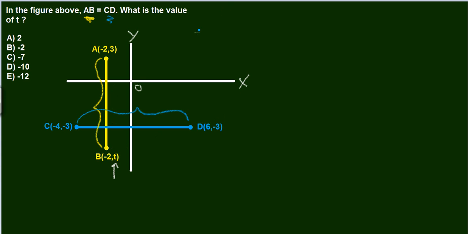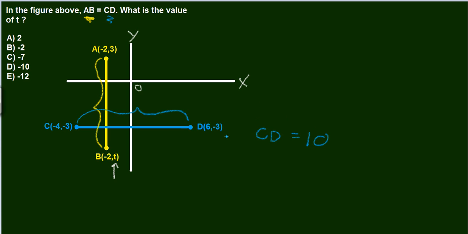So we know that CD is going to be equal to AB, right? And we can at least find the length of CD pretty easily. You could use the distance formula, but because it's just a horizontal line, it'd be easier just to count. We start at -4 and we end at 6, so CD's length is going to be equal to 10, I believe.